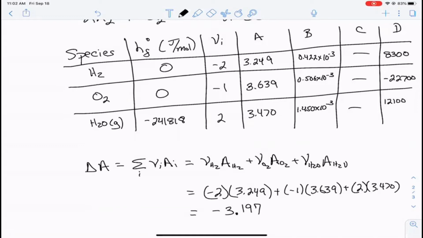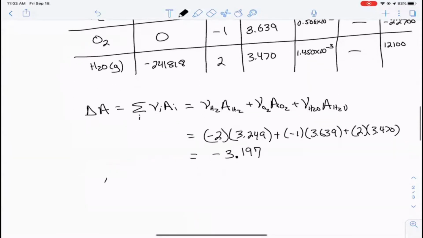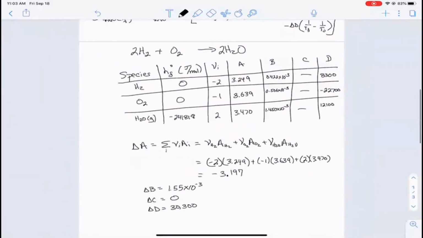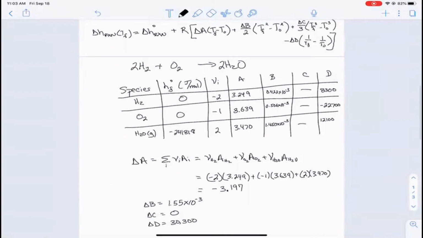And you can do the exact same thing for B, C, and D, where instead of having the value for A here, right, you would insert B, C, and D. And so delta B then equals 1.55 times 10 to the -3. Delta C is of course equal to 0 because all of the initial values are equal to 0. And then delta D is equal to 30,300.